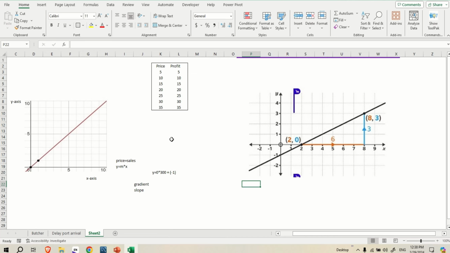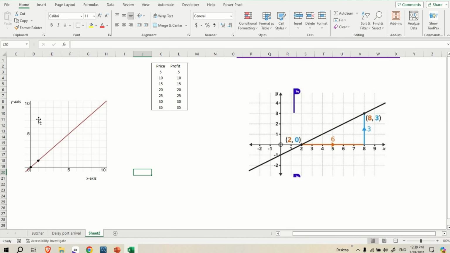Whenever two things are related, we can represent the relationship in a straight line graph. Here's what I mean. Assuming you are doing a business and your profit is dependent on your price. Whenever you have data like this, if your price is 5, this is going to be your profit. If it's 10, it's going to be 10. If it's 15, it's going to be 15. Then you can represent this relationship in a graph.